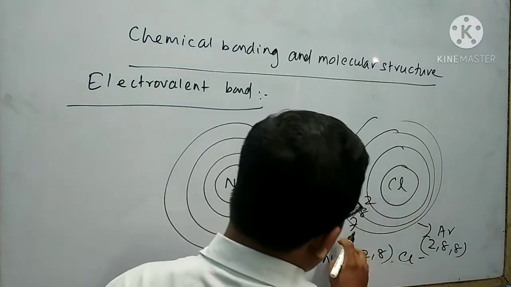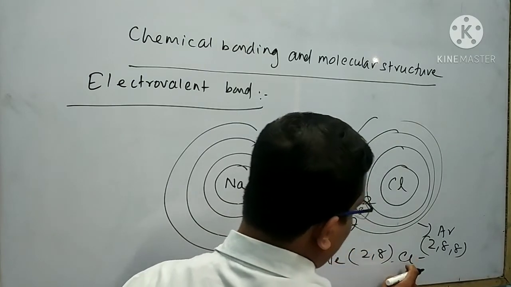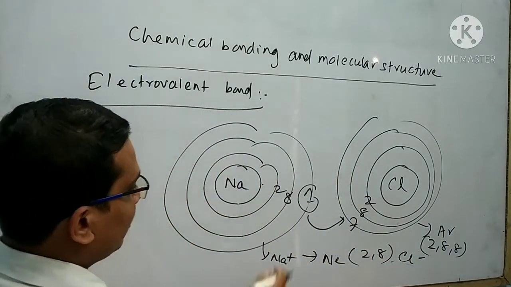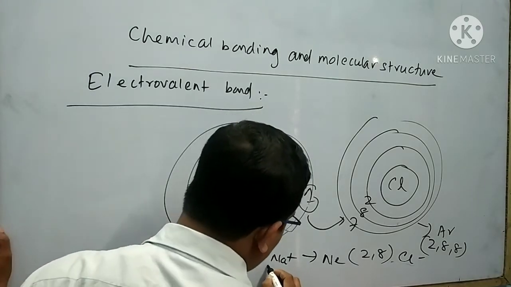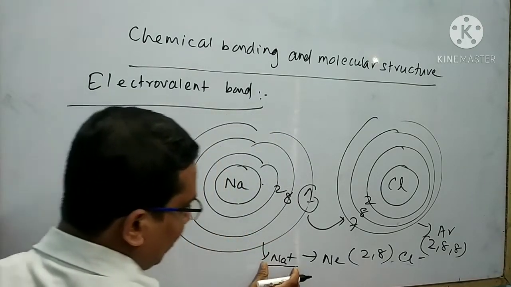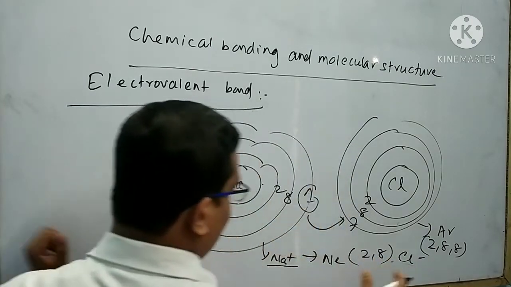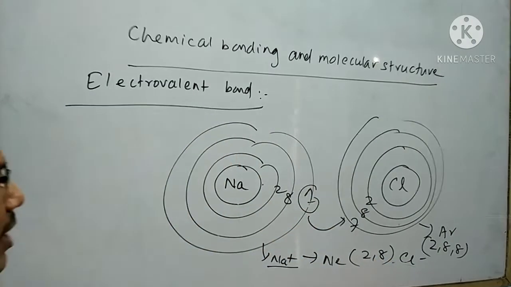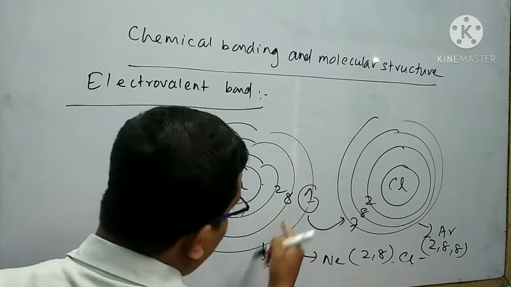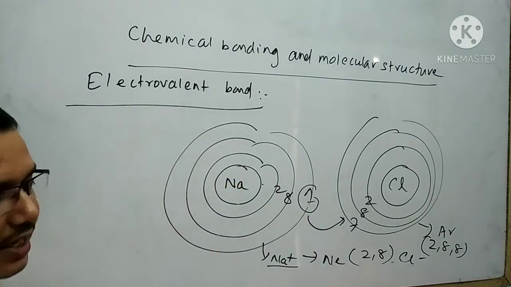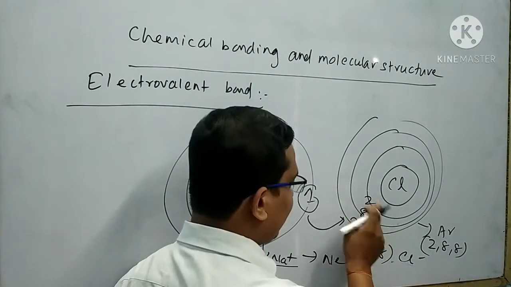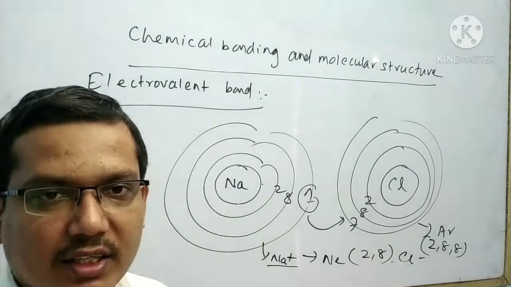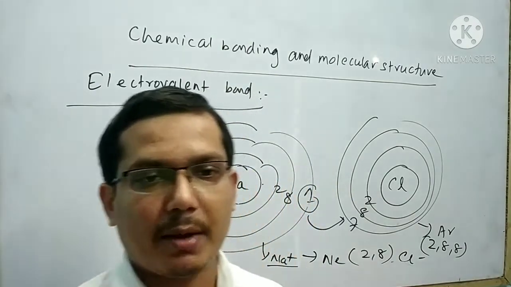When Cl gains one electron, then it is converted into Cl minus ion. When Na loses one electron, then it is converted into Na plus. Now Na plus and Cl minus attract each other to form the ionic bond. Here loss of electron takes place, so we generally think about the ionization. Here gain of electron takes place, so we generally think about the electron affinity.